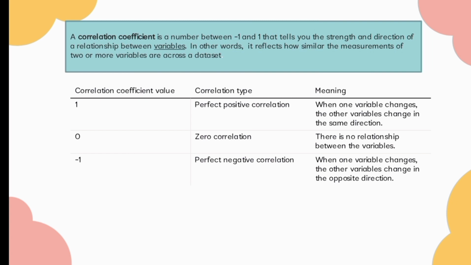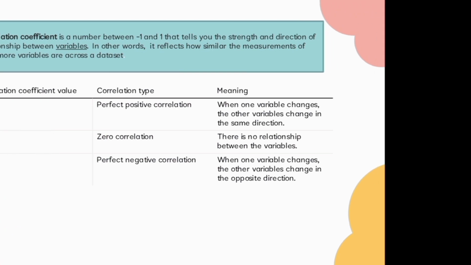Correlation coefficient value 1 is correlation type perfect positive correlation. The meaning is when one variable changes, the other variable changes in the same direction. Correlation coefficient value 0 is correlation type zero correlation. The meaning is there is no relationship between the variables. And the last, correlation coefficient -1, is correlation type perfect negative correlation. The meaning is when one variable changes, the other variable changes in the opposite direction.